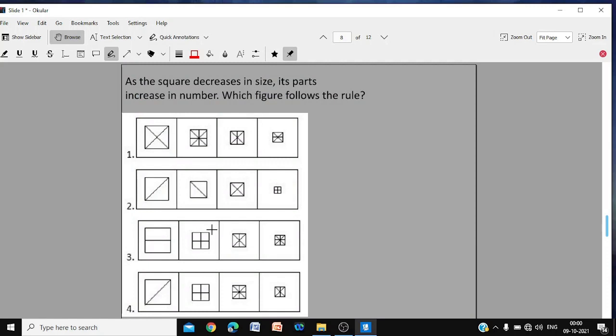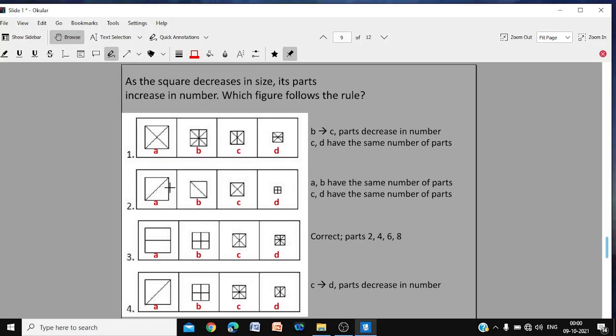As the square decreases in size, its parts increase in number. The square will become smaller and smaller, but it will be divided into more number of parts. Which figure follows the rule? Let us see. We have labeled them A, B, C, D. Now, B to C, parts decrease in number. See this one. The parts decrease in number instead of increasing. Reject.